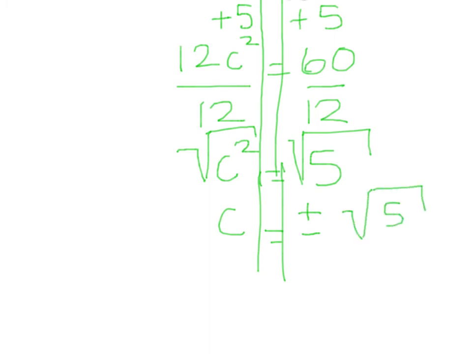Now if my direction said round my answer to the nearest hundredth, I would type in the square root of 5 in my calculator and round that value to the nearest hundredth. But if it says leave it as a radical expression, I'm going to leave it as plus or minus the square root of 5, just like that.